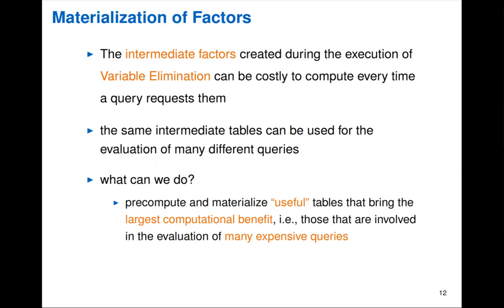The intermediate factors that are created during the execution of variable elimination can be costly to compute every time a query requests them. And the same intermediate tables can be used for the evaluation of many different queries. What we can do smartly would be to precompute and materialize useful tables that bring the largest computational benefits. In other words, the tables that are involved in the evaluation of many expensive queries.